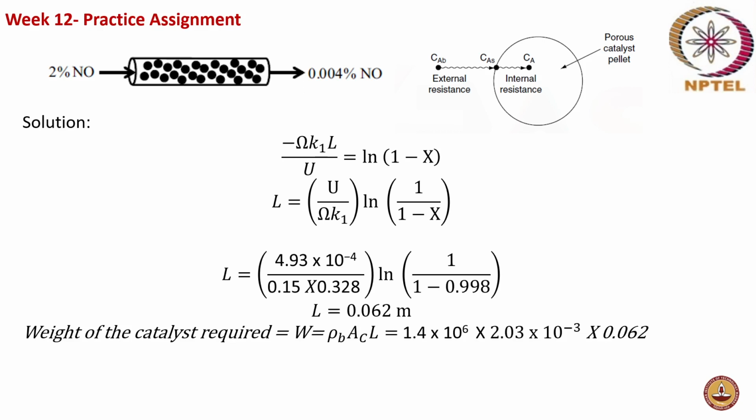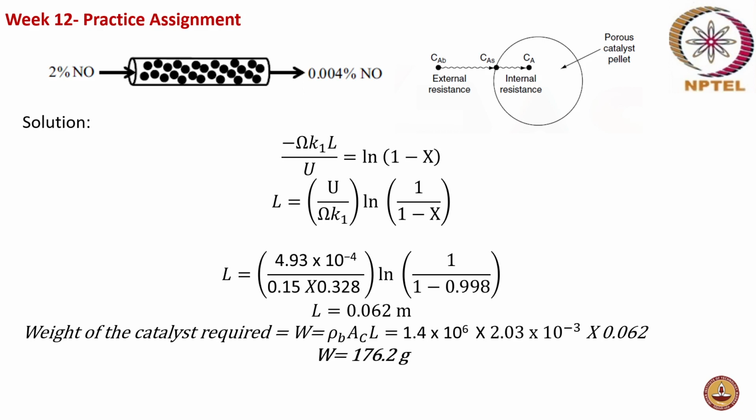So the weight of the catalyst required is W equal to rho B into A_C into L. Right, so density of the bed into the area of cross section of the bed into the length of the bed. That will give you the weight of the catalyst required. So rho B we know is 1.46 into 10 power 6, and A_C we know is 2.03 into 10 power minus 3, and L we just found out to be 0.062.